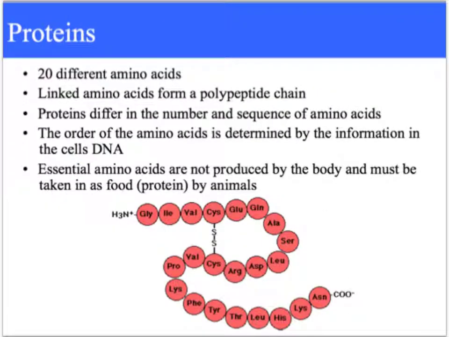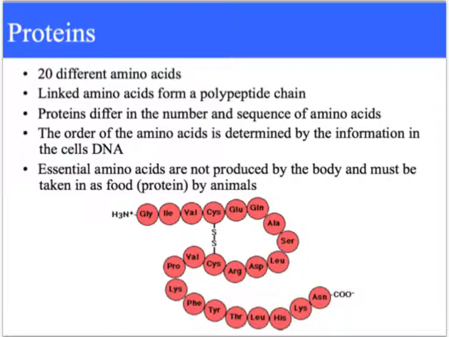So with our amino acids, there are 20 different types. So I always think of it like 20 different letters in an alphabet. They are linked together, amino acids form a polypeptide chain, so a chain of many peptides. Proteins differ in the number and sequence of amino acids. So when you think about the English language, our words differ in the number and the sequence of the letters. So proteins are just a language using amino acids as their letters.